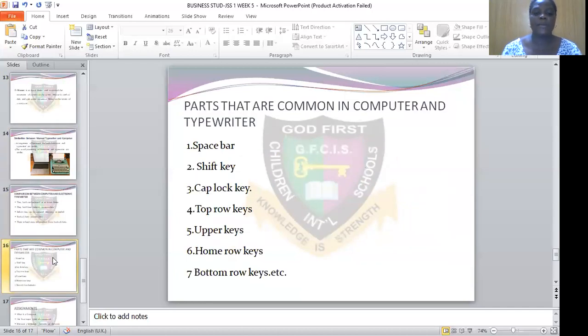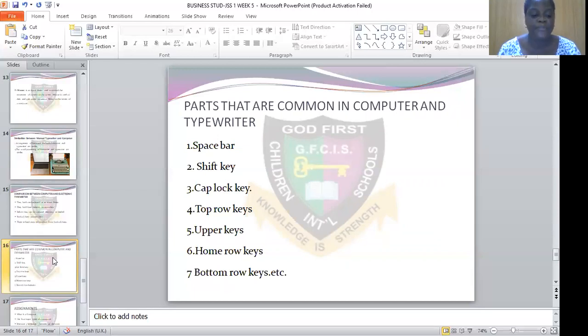Another subtopic that we're going to look at is the parts that are common in the computer and typewriter. Number one, the space bar. That is when you place your fingers on the home row keys, you use your thumb to press the space bar. Both the computer and the typewriter have the space bar.